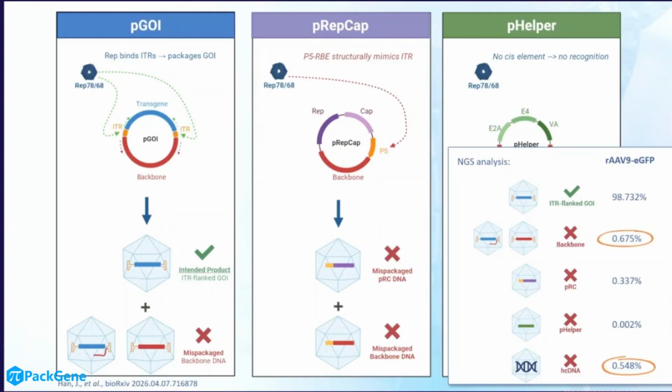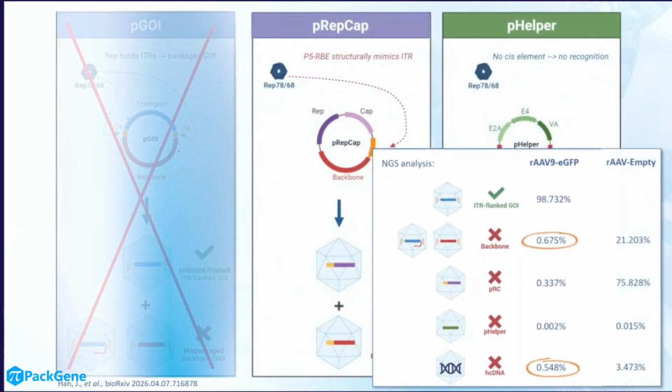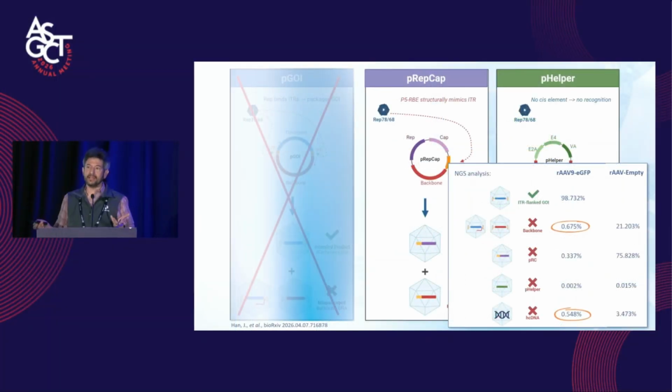Now, we think that most of this backbone DNA is coming from the gene of interest plasmid. The reason we think that is you see there's twice as much of that as specific rep cap sequence in this prep. However, if we run a control experiment where we're just making empty capsid, so no GOI plasmid, we see that the majority of the encapsulation is from the specific rep cap, not really from backbone. So that's why we think most of it is coming from the GOI plasmid. So how do we prevent backbone from the GOI plasmid from ending up inside the capsid?